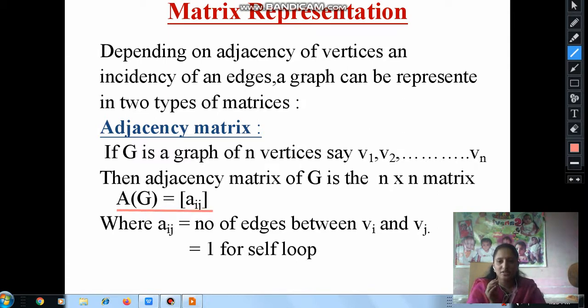Adjacency matrix of G is equal to the matrix Aij, where Aij is equal to the number of edges between Vi and Vj, and is equal to 1 for self loop. If the vertex contains a self loop, then we write 1 for that loop only.